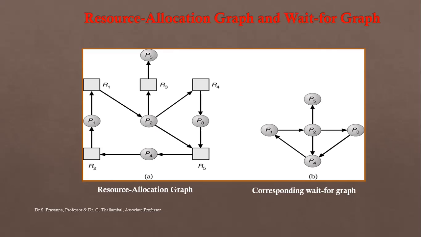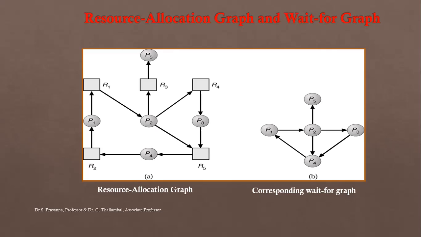If you take P1, P1 is requesting R1 and it has R2. P1 needs R1, which is held by P2. Therefore, there will be a connection between P1 and P2. P1 is requesting something from P2, and that is given in the corresponding wait-for graph. And P4 requires something from P1.